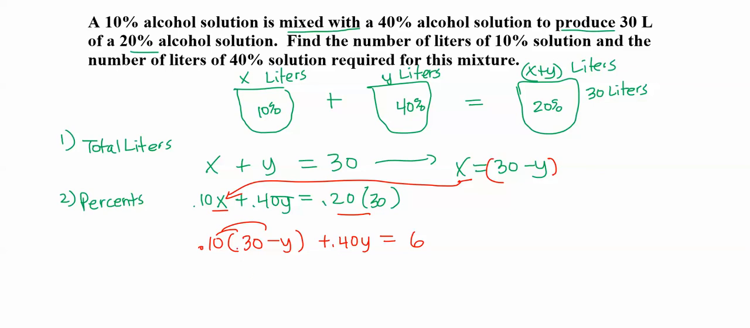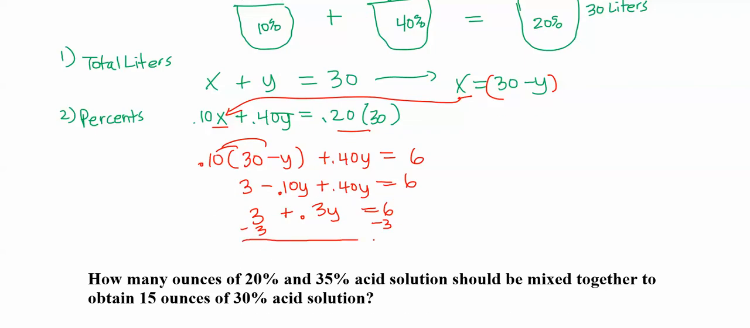This gives me 0.10 times 30 is 3 minus 0.10y plus 0.4y equals 6. Now I need to add like terms. So negative 0.1y plus 0.4y becomes positive 0.3y equals 6. Subtract 3 from both sides to get y alone. So 0.3y equals 6 minus 3, which is 3. So y is 3 divided by 0.3, which equals 10. So y is 10 liters.